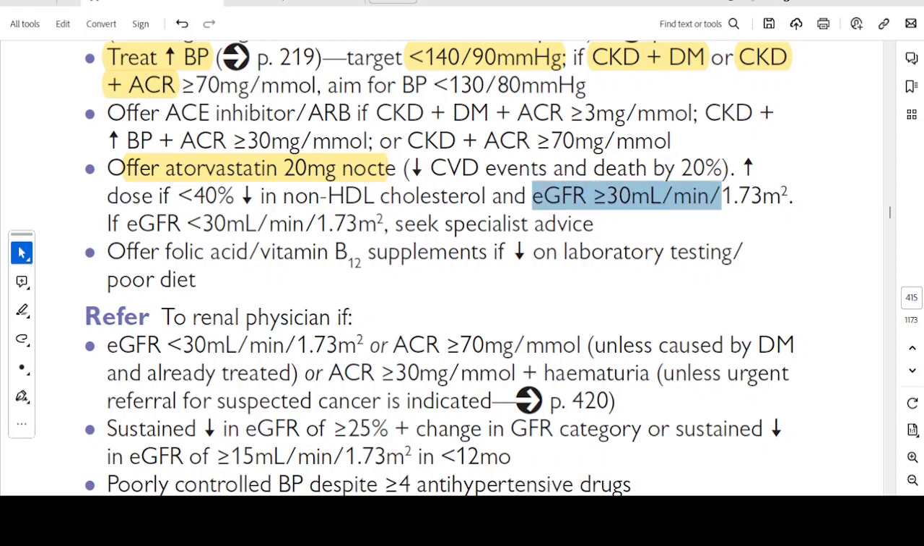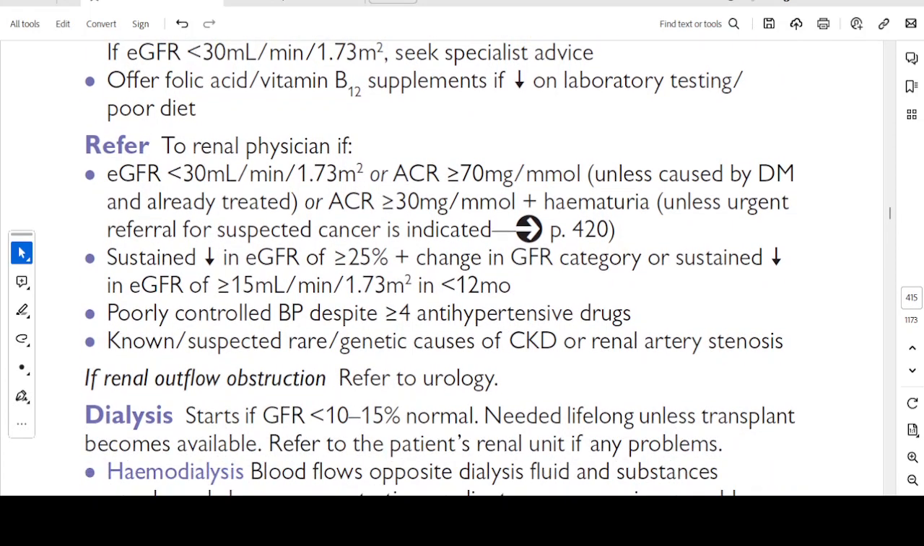So until the eGFR is more than 30 ml per minute, you can increase the dose of atorvastatin from 20 to 40 to achieve a desirable reduction in non-HDL cholesterol, that is 40% of the baseline. So if the cholesterol control is not adequate and the eGFR is less than 30, then you seek specialist advice. Offer folic acid or vitamin B12 supplements if reduction on laboratory testing or poor diet. Refer to a renal physician.